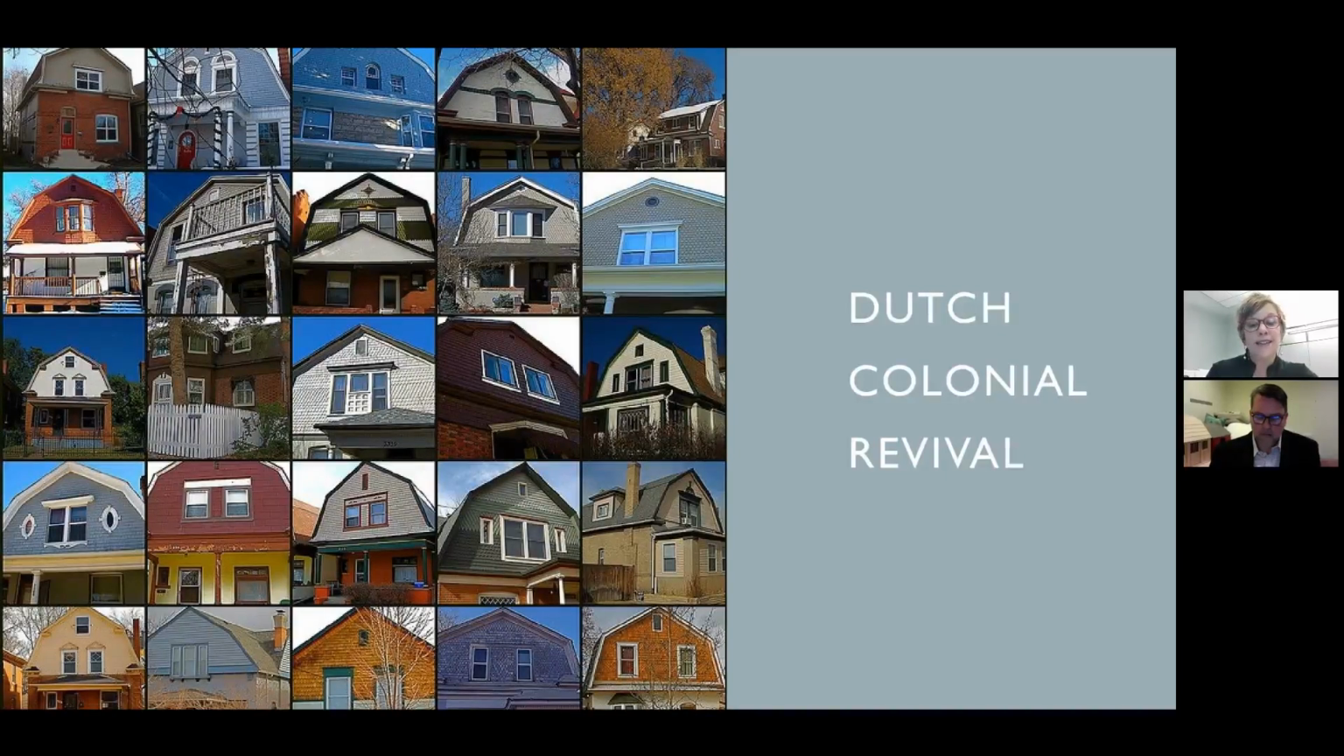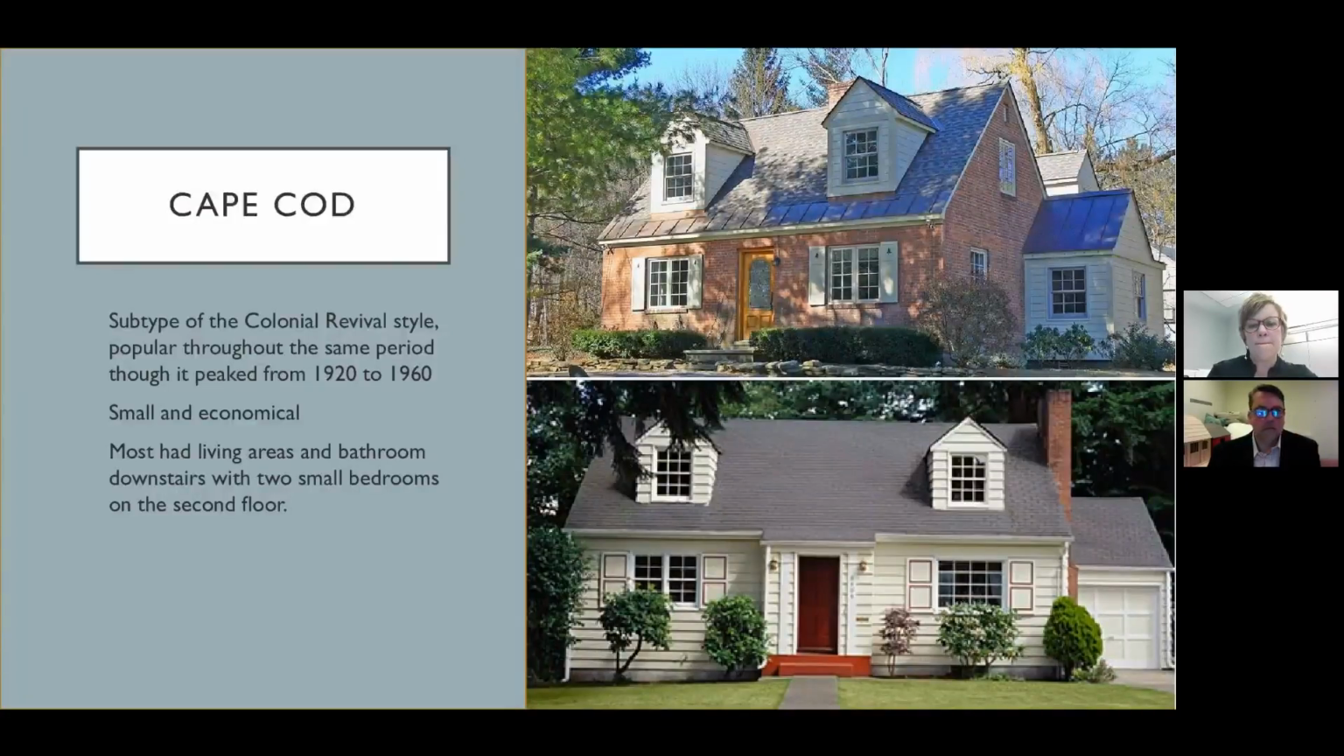You also get variations that emerge. The Dutch colonial revival, pretty similar, except it uses the gambrel roof. You also have then the small scale evolution, the Cape Cod type that was popular from the 1920s into the 1960s. That's the 1.5 story simplified colonial revival style house.